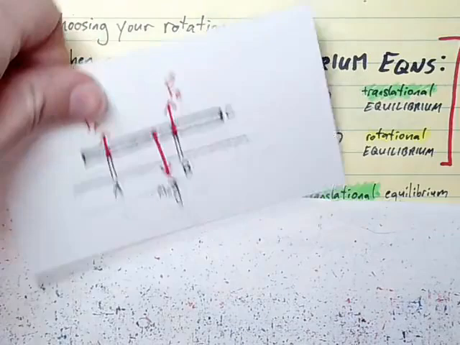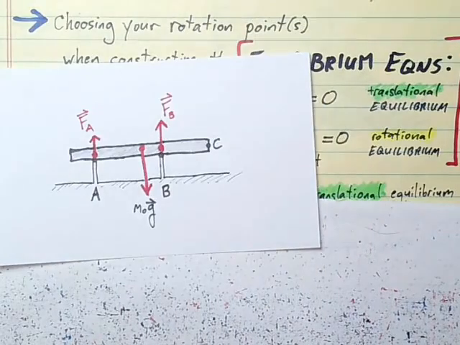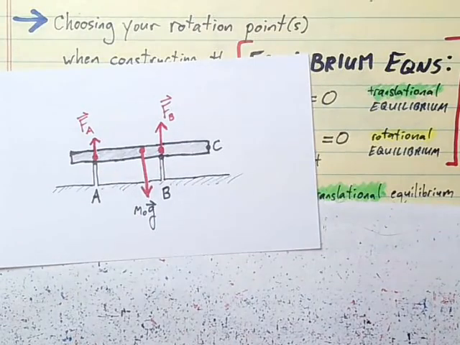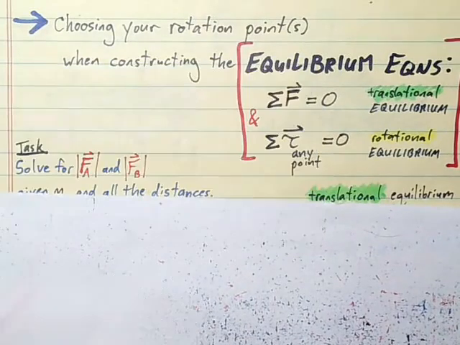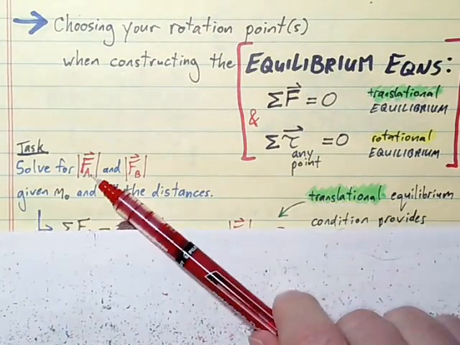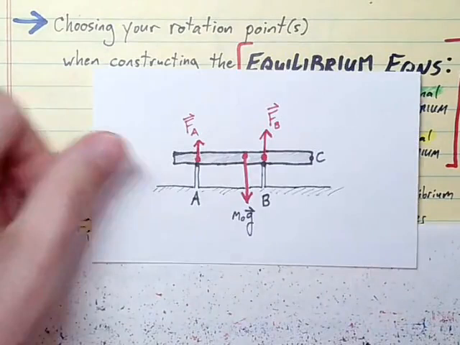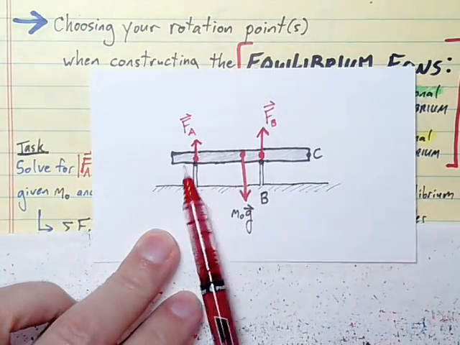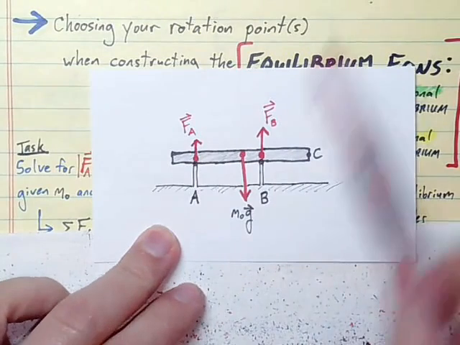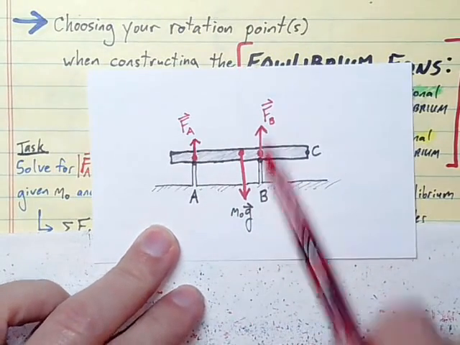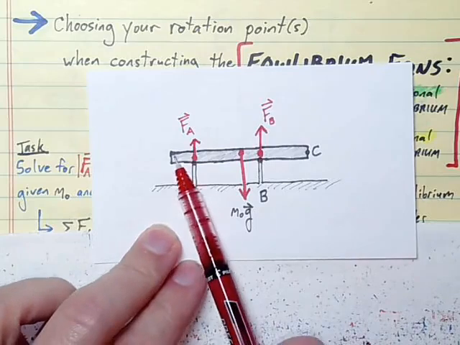We're still considering our beam here with points A, B, and C, and these three forces. So our task is to solve for those two forces, A and B. We want to know how much support each of these two posts is providing. What is the load on each of these posts? What is FA and what is FB if we place the beam here?